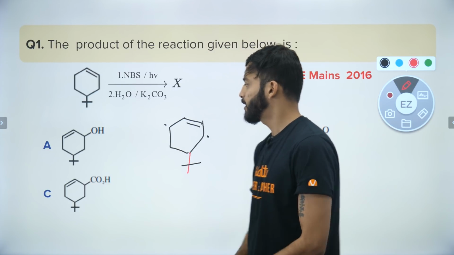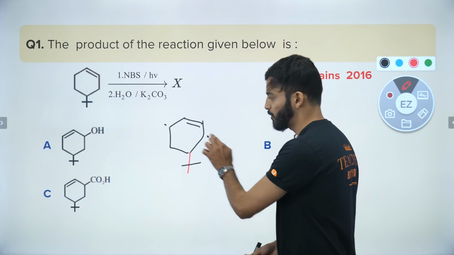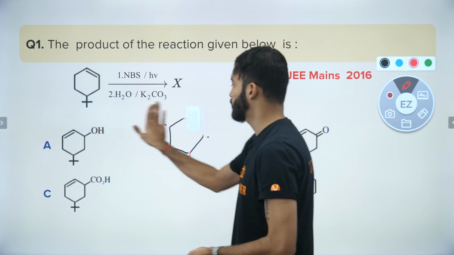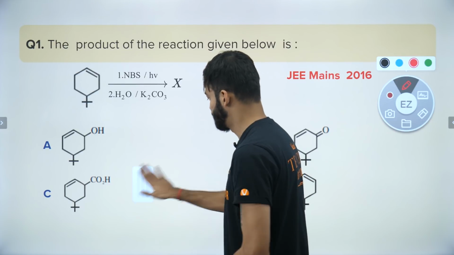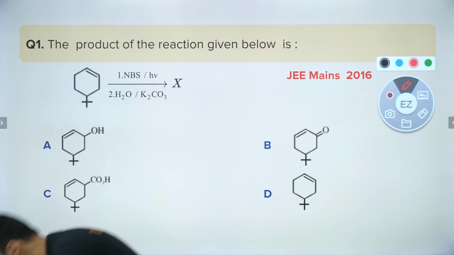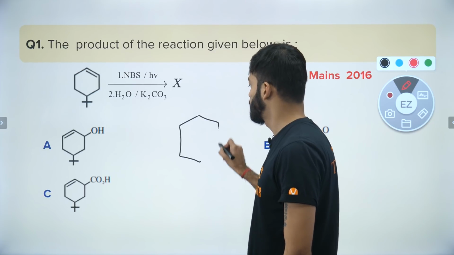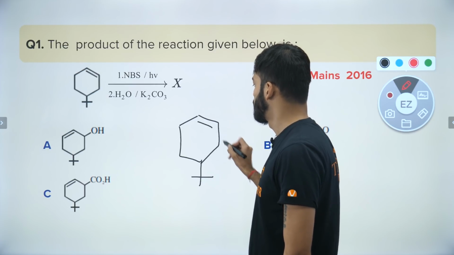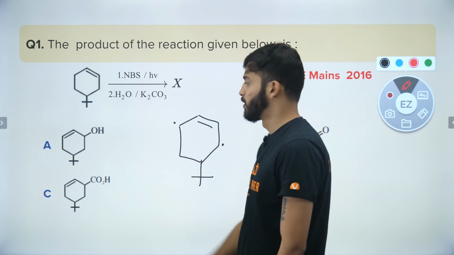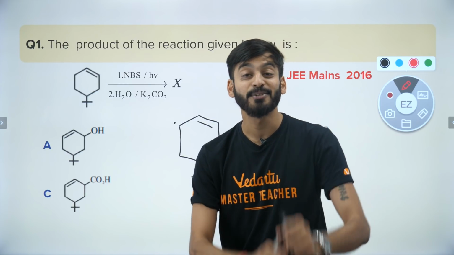There is a possibility that allylic substitution can happen on these two sides. दो जगह हो सकता है, थोड़ा साफ बना देता हूँ. दो जगह allylic substitution हो सकता है. It can happen at two places. I am writing those two places. One is this, one is this. Now the question is where allylic substitution should happen.